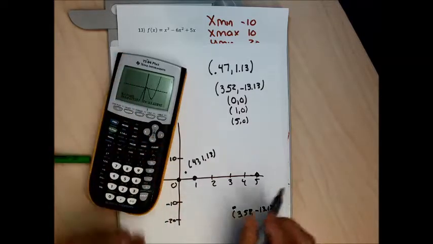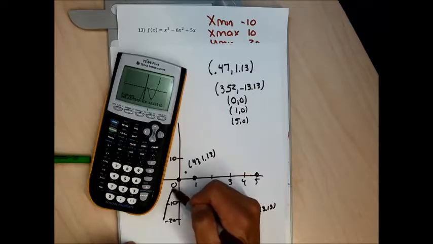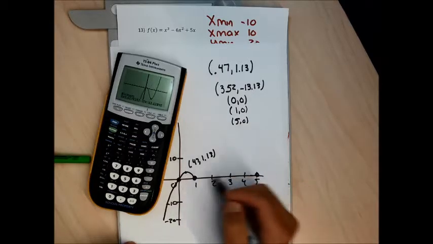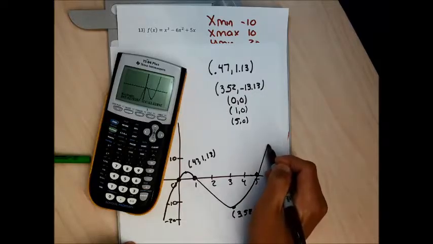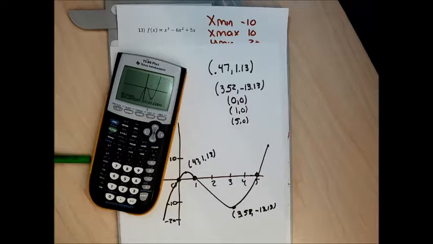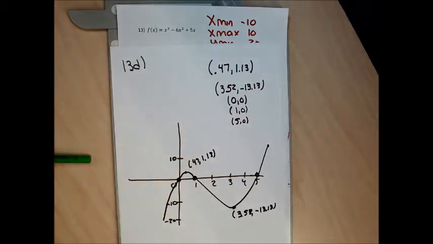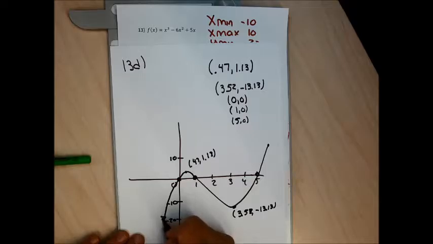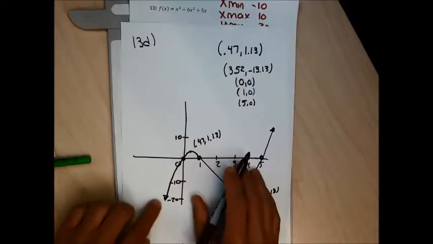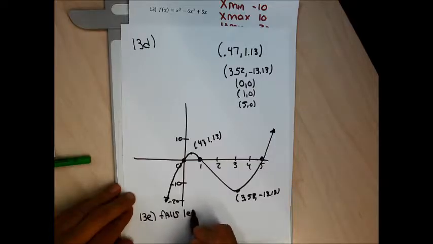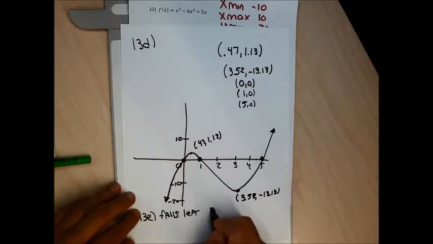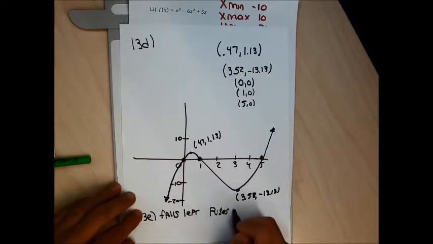And now I'm just going to draw. Cross, cross, turn. Again, it's distorted a little bit, but I'm completely content with this distorted graph at this point in the video. So there's my graph. For part E, I look at the arrows. This arrow is going down, so we say it falls to the left. That arrow is going up, we say it rises to the right.